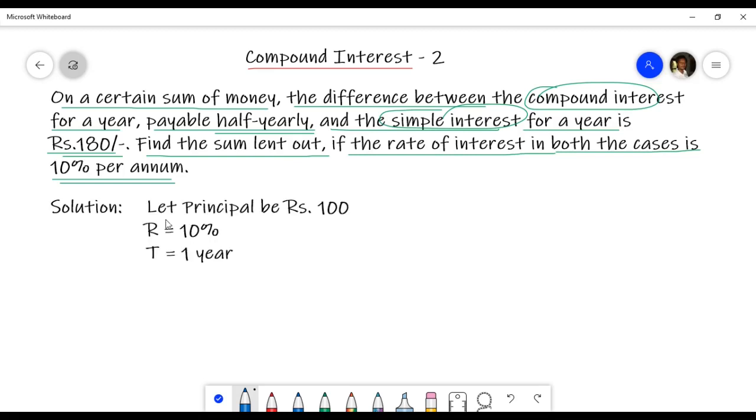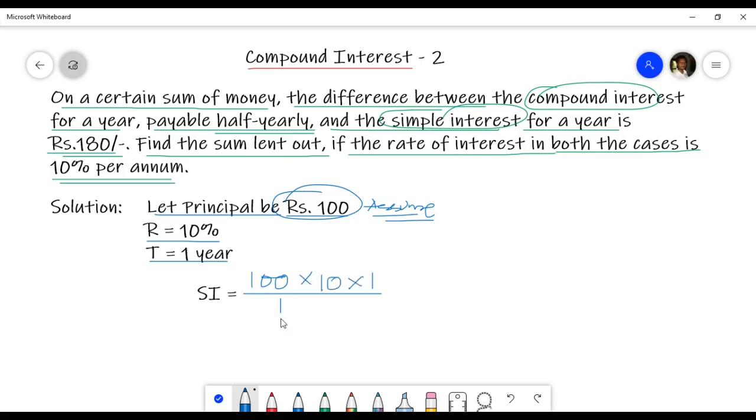The first thing we have to assume is the principal. We do not know the principal, so let us assume it to be rupees 100. Rate is given in the question as 10% and time is 1 year. Let us find the simple interest using the formula PTR by 100. Let us just replace the values. After simplifying it, we will get the simple interest as rupees 10.